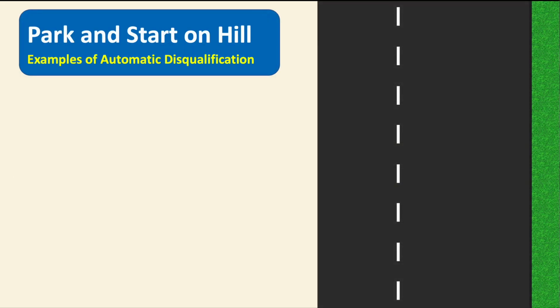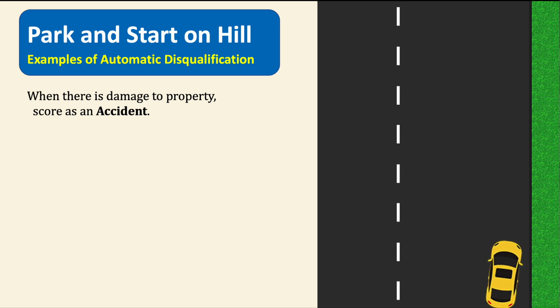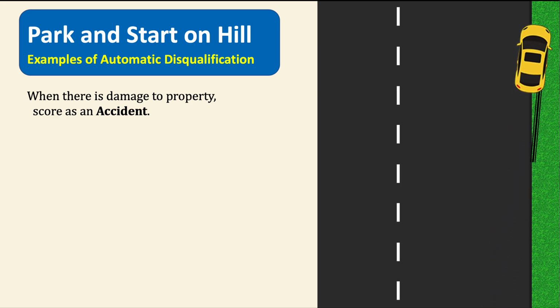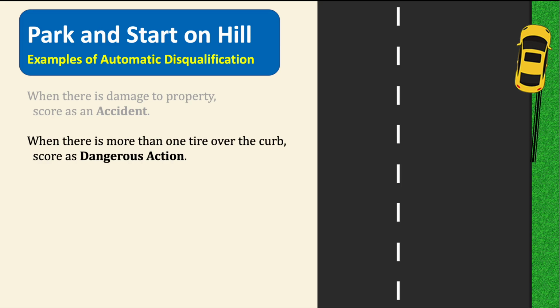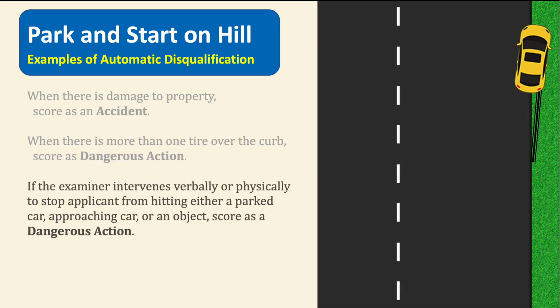Okay. Let's first cover the examples of automatic disqualification. If you've watched the other videos, you know it's getting a little repetitive. Anytime there's damage to property, you score that as an accident. So, if they pull over and make a little damage to the grass, that's an accident. Automatic disqualification, of course, means the test ends, scoring stops, and you take the most direct route back to the school. Anytime there's more than one tire over the curb, you score that as a dangerous action.